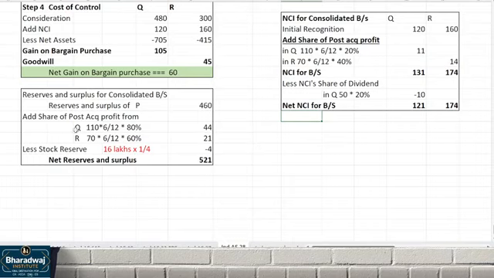And we should include the gain on bargain purchase also. What is the gain on bargain purchase? 60 net value. 581.